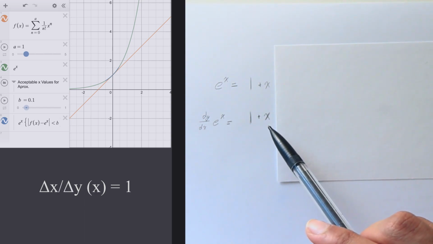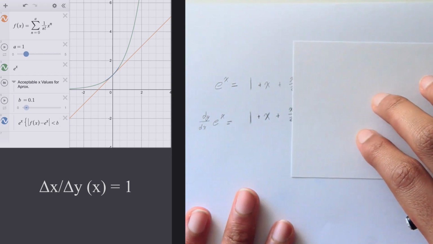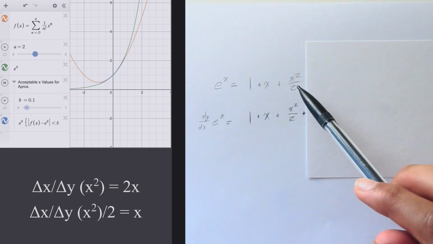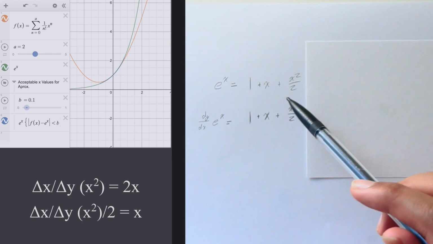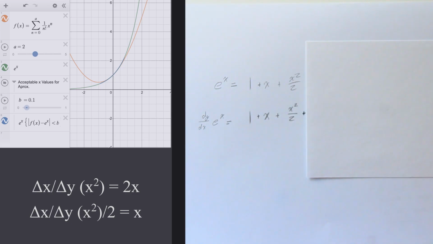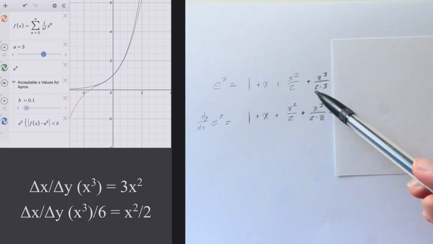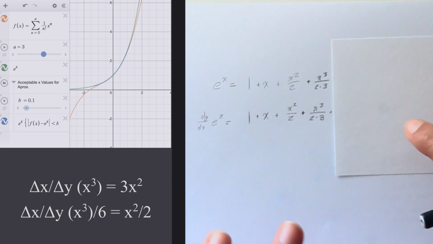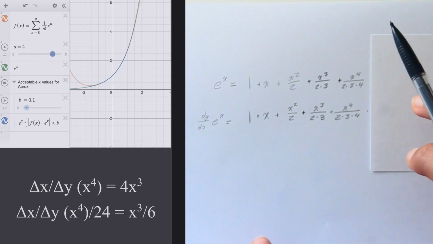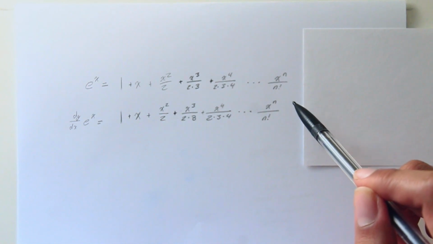If we have x in the derivative, we're going to have to do the same process over again. It's going to be x squared over 2, and we get that because x squared has the derivative of 2x, and if we divide that by 2, we get x. So again, we're going to be doing the same process. Here we have x cubed over 6, resulting in the derivative of x squared over 2, and we can see that for x to the 4th. And we can keep going until we get to x to the n over n factorial.